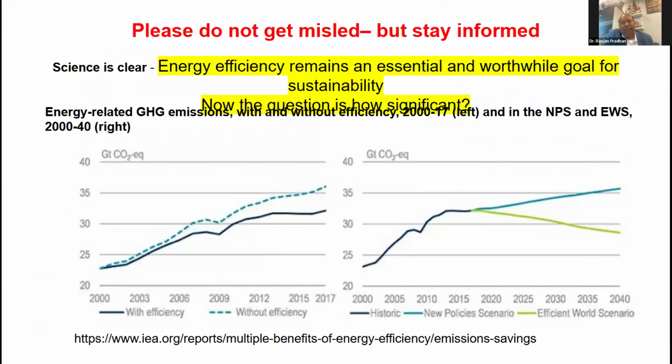So please do not get misled, but stay informed. That's the only way we can address it. So science is clear. Energy efficiency remains an essential and worthwhile goal for sustainability. Now the question is, how significant is that? Energy-related GHG emissions with and without efficiencies are plotted in the two plots on the bottom. You can see that when it was plotted in 2017, there were some benefits, but now when it is plotted, you can see huge benefits can be derived from this, and we should be progressing ahead with these programs. Next, please.